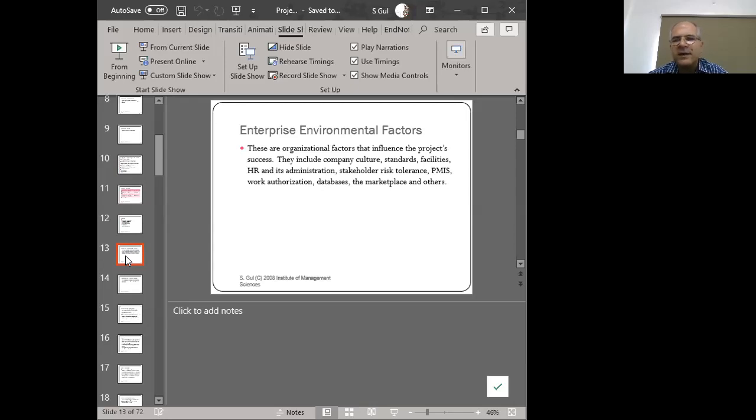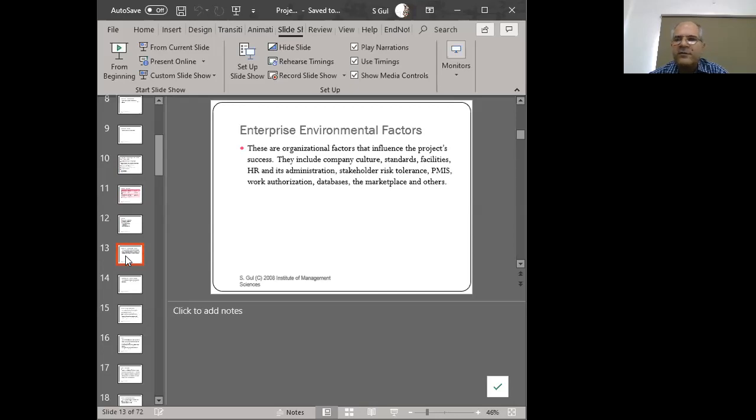What kind of a culture is it? What standards are you following in your environment? What kind of facilities do you have? What kind of HR policies and rules do you have, and how do you administer your HR? Right? What are the laws and regulations around your project? Your stakeholders, are they risk averse type of individuals, or are they risk taking type of individuals? So you have to understand the nature of your stakeholders.